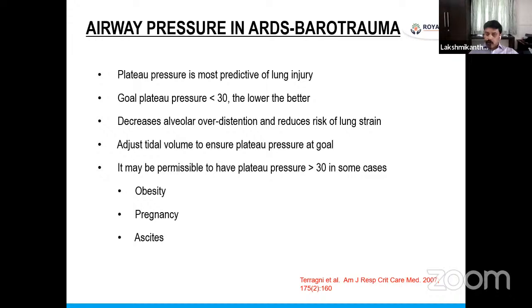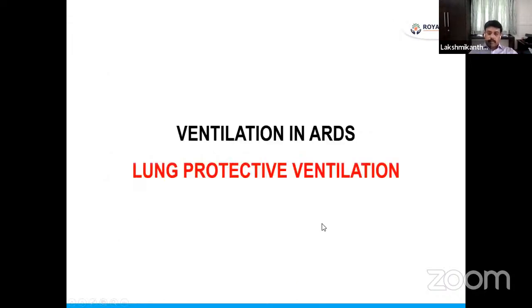There are some patient groups in whom you can have a certain permissible increase in the plateau pressure. That is the group of patients who are very obese, pregnant patients, or patients with large ascites. They have a large abdomen pushing the diaphragm up, and that causes some amount of increase in the pressure in the lung. So to compensate for that pressure, you can have a slightly higher plateau pressure in these patients, like 32 or 33. It won't cause a major problem to the lung in these patients.